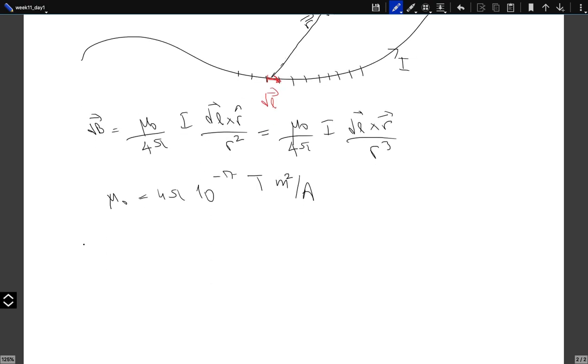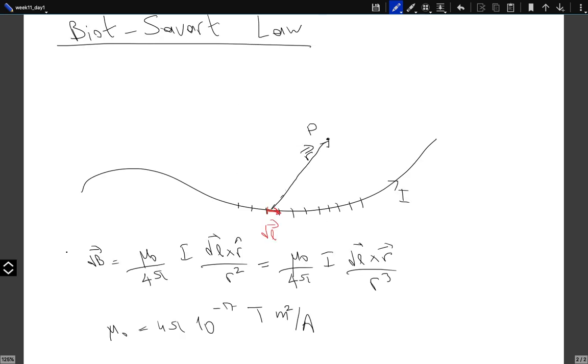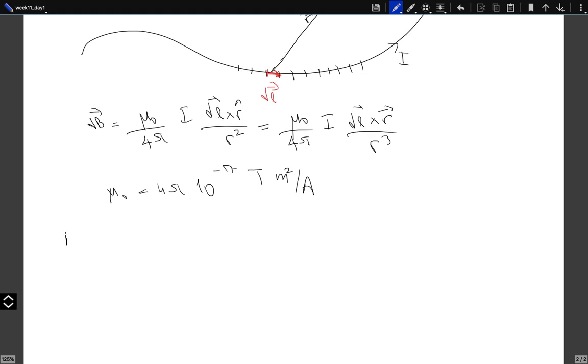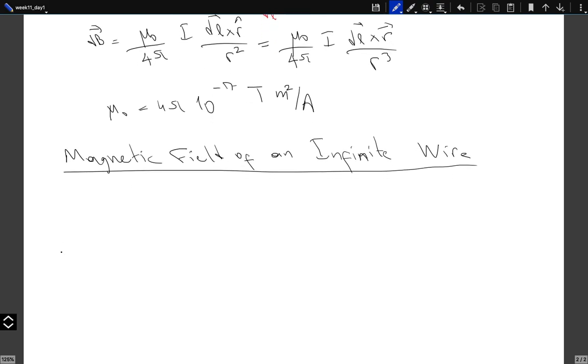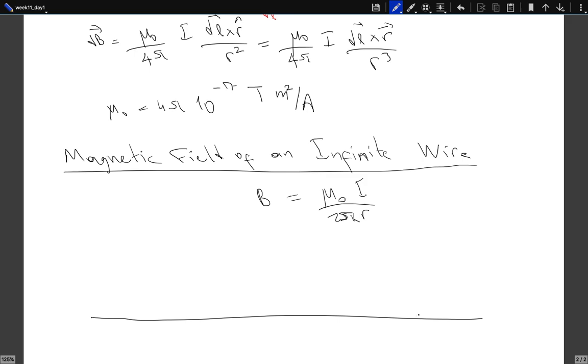Now let's apply this to the magnetic field of an infinite wire. We already know the result. So we know that B should be equal to mu0 I over 2 pi r. But let's try to derive it. This is our infinite wire. It carries the current I.